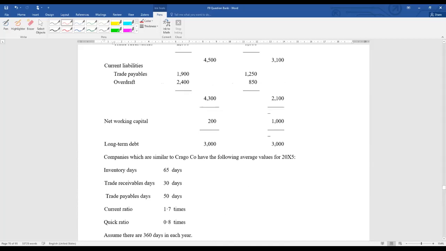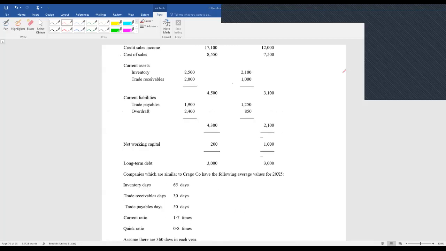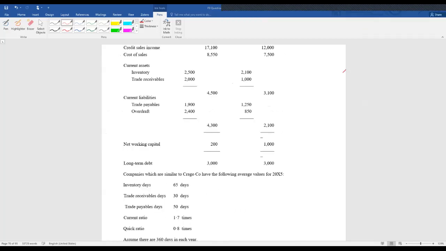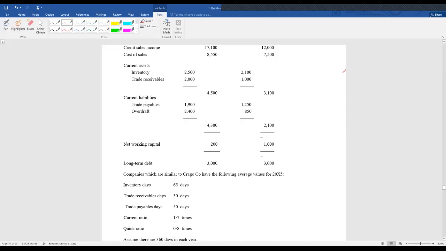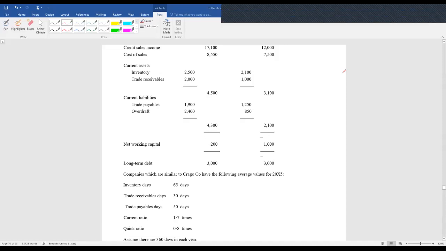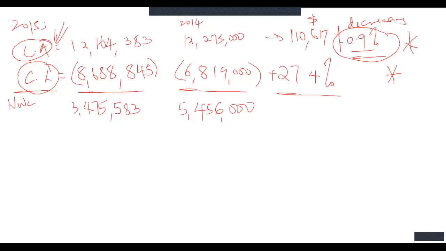Page 70, page 21, a company called Krago Company. Okay, I hope you have gone through the question and you have understood what the examiner requires of us. Okay, let's attempt to do it together. Okay, it's a new area.